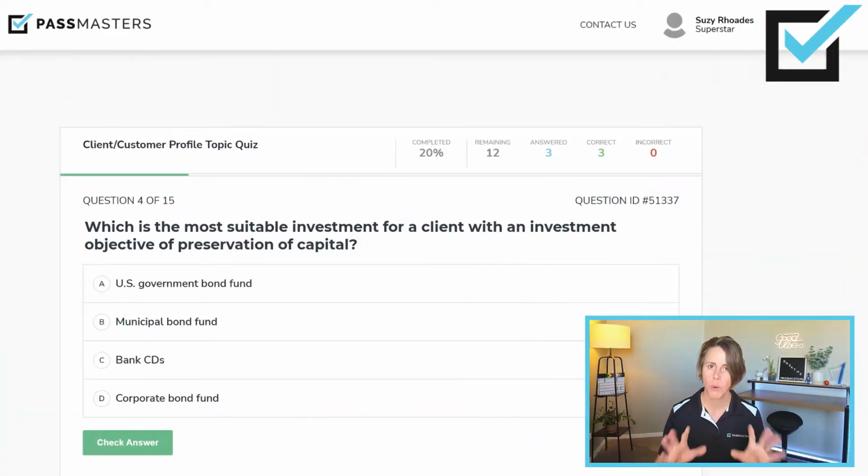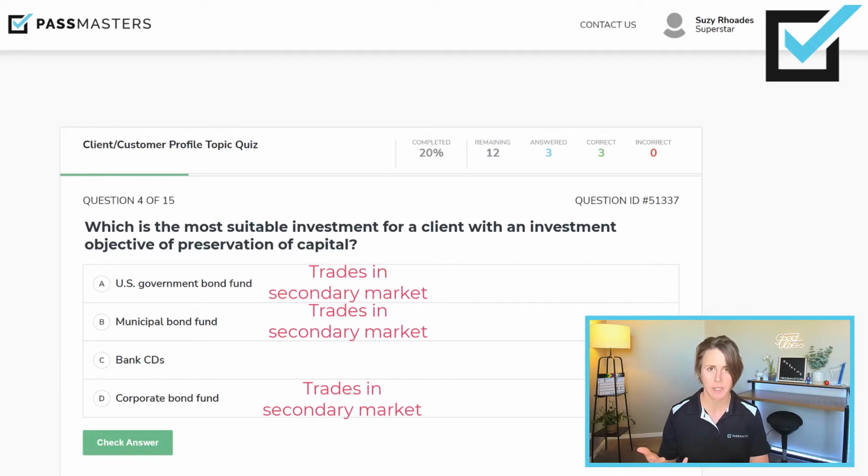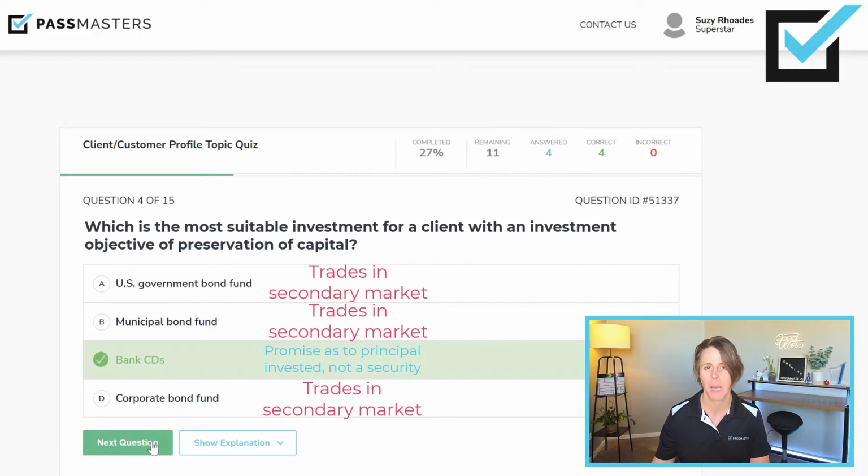So of those 4 choices, 3 of them trade in the secondary market. Only one of them is going to be something that if you invest $10,000 in today, you will have $10,000 plus some income. Probably not a lot of income in a bank CD. It does depend upon current interest rates. So a bank CD would be the most suitable recommendation for a client that is looking for preservation of capital. It would have a little tiny bit of income.